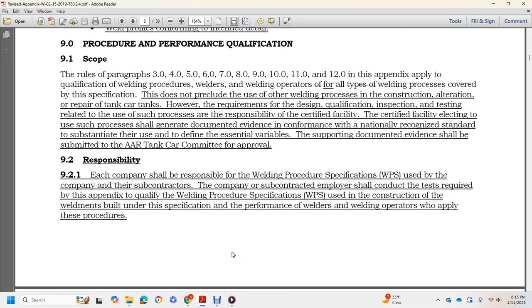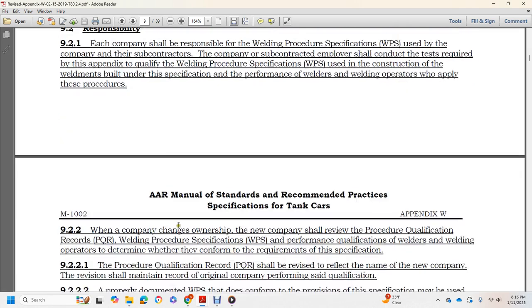9.2 Responsibility. Each company shall be responsible for the welding procedure specification used by the company and by their subcontractor. The company or subcontractor employer should conduct the tests required by the appendix for qualifying welding performance specifications used in construction of weldments built under the specification, and for the welding operators who apply these procedures.